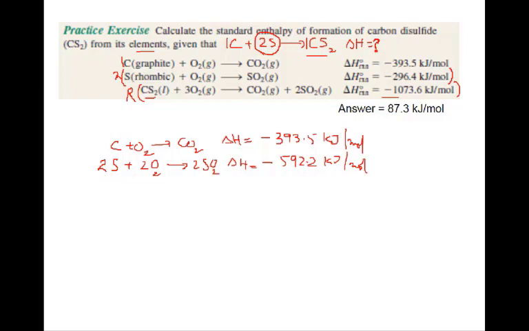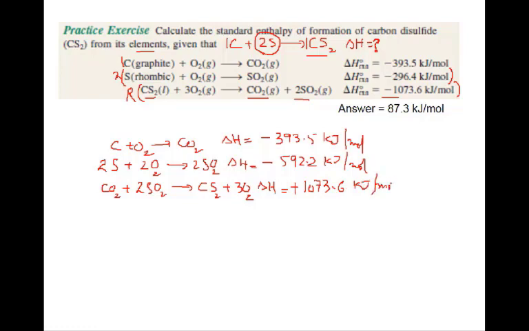Equation 3 we have to reverse, which means the product will come first: carbon dioxide plus 2 sulfur dioxide. Now come the reactants, carbon disulfide plus 3 oxygen. For delta H, just change the sign, no multiply, no divide, just change the sign. For you I am writing the plus, you don't need to write the plus, plus 1073.6 kilojoule per mole.